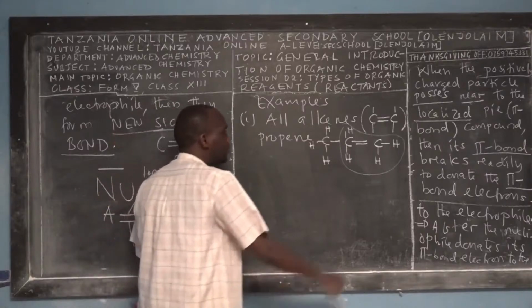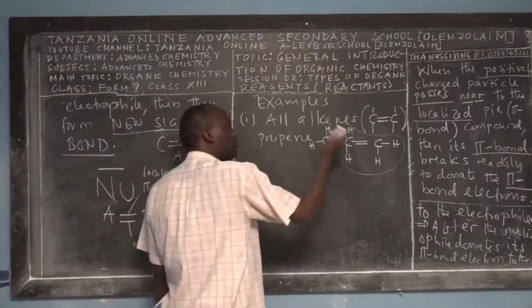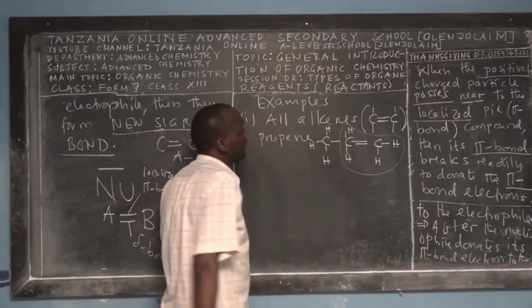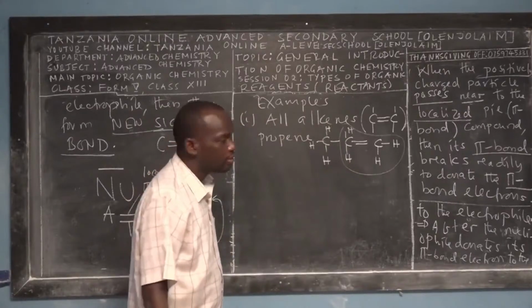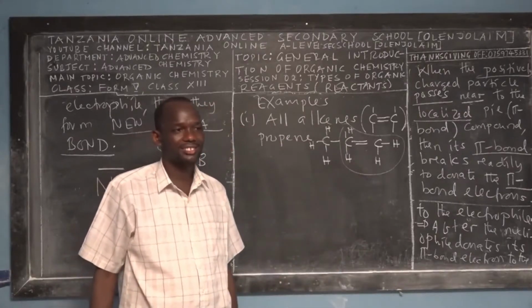Why? Because here we have a pi bond and a sigma bond. And the pi bond, before the electrophile approaches, is localized. But once the electrophile approaches, it becomes delocalized.